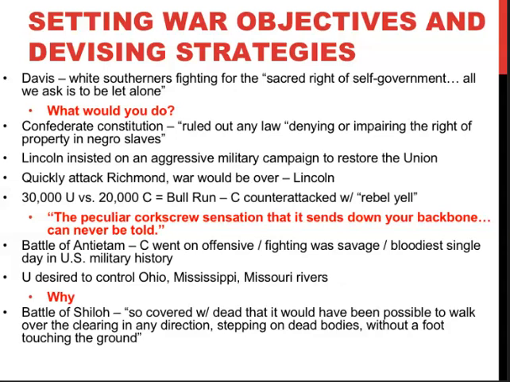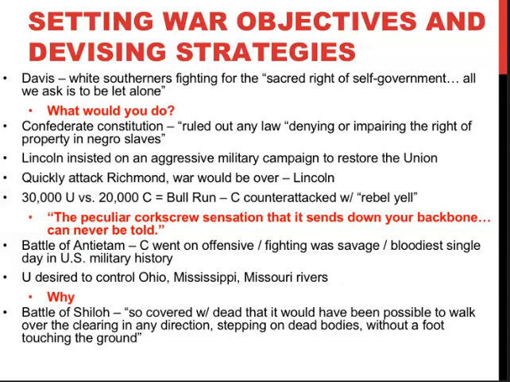Lincoln insisted on an aggressive military campaign to help restore the Union, and they decided to quickly attack Richmond, which would mean that the war was over. Well, as we know, that's not going to ultimately happen. You had 30,000 Union versus 20,000 Confederate at the Battle of Bull Run.